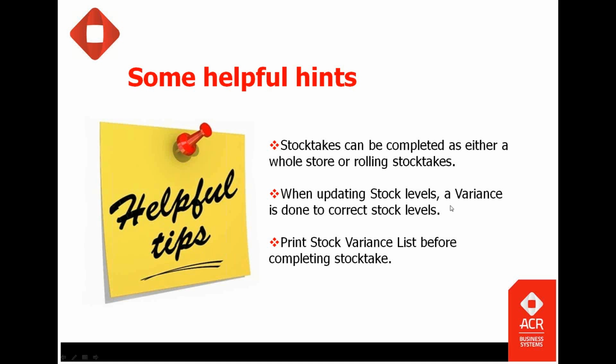Also remember, when you're updating the stock levels, a variance is done to correct the stock levels. It doesn't just replace one stock level with the count quantity. And lastly, if you are doing it, we recommend printing a stock variance list before you complete the stocktake. Because once you've completed your stocktake, you can only print the stock movement value report. You can't print a stock variance list again.